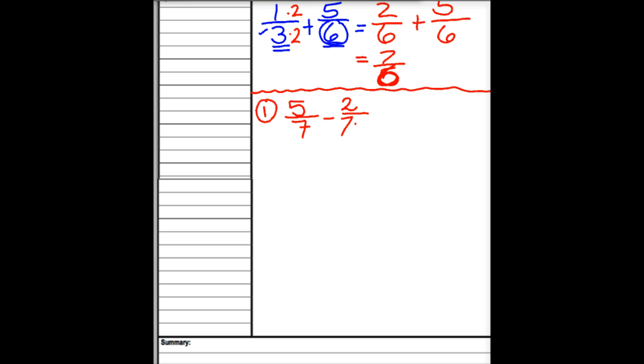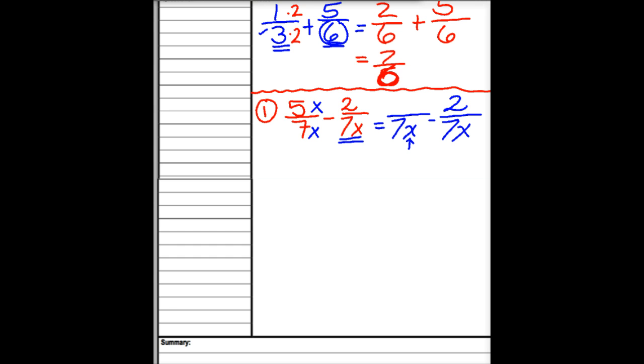So I'm going to go through a 7x here. So what I need is an LCD. My LCD has to, and I go grab this 7x. Does it contain 7? The answer is yes. So what that means is 7x is my LCD. So I'm going to write each of these over 7x. That means this one, the second one, doesn't need to get altered. But the first one needs to have an x. And if I multiply the bottom by x, I need to multiply the top by x.